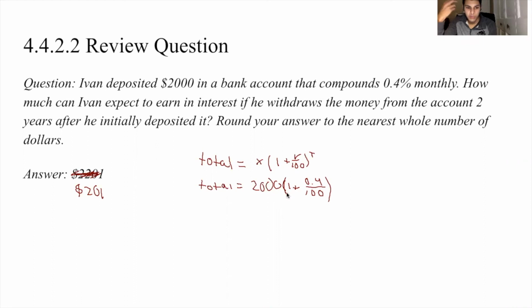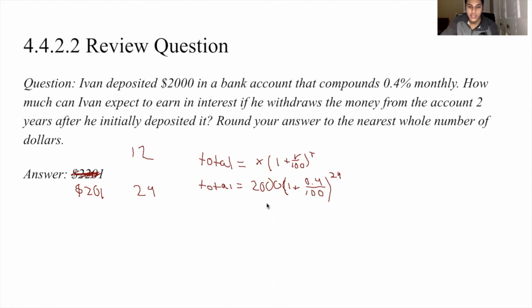And this one's a little bit more tricky with this question because it says it compounds every single month, or monthly. And it says how much money can he expect to earn if he withdraws from the account 2 years after he initially deposited. So it tells you how many years it takes for him to withdraw, but it compounds monthly. So for this, we need to figure out how many months there are in 2 years. Since there are 12 months in 1 year, there are 24 months in 2 years. So after 2 years, if it compounds monthly, then he's going to compound 24 times. So we do to the power of 24.